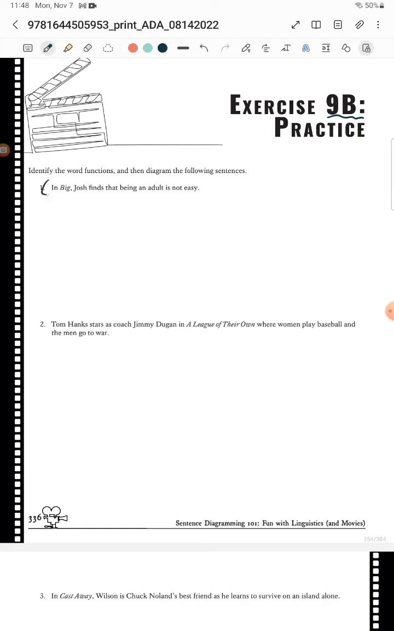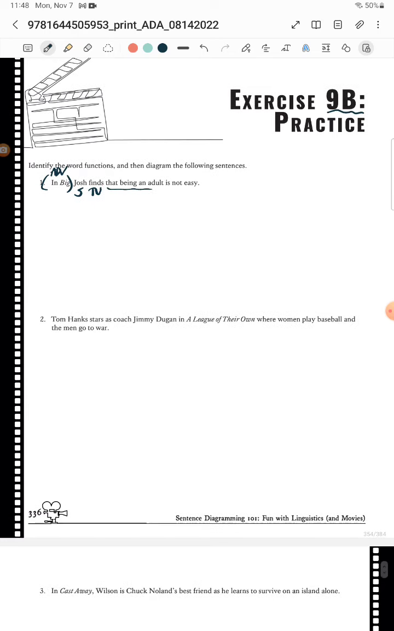So in big, prepositional phrase, telling me where, acting as an adverb. We have Josh. What is he doing? He's finding this whole thing, right? This is my noun clause acting as the direct object. And then what do I have? I have an expletive. I have being an adult as a gerund, acting as my subject, linking verb, and then easy subject complement, not is an adverb.